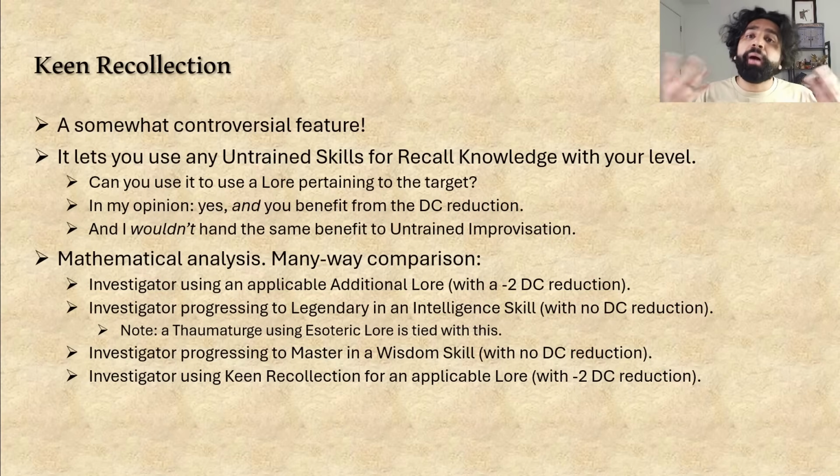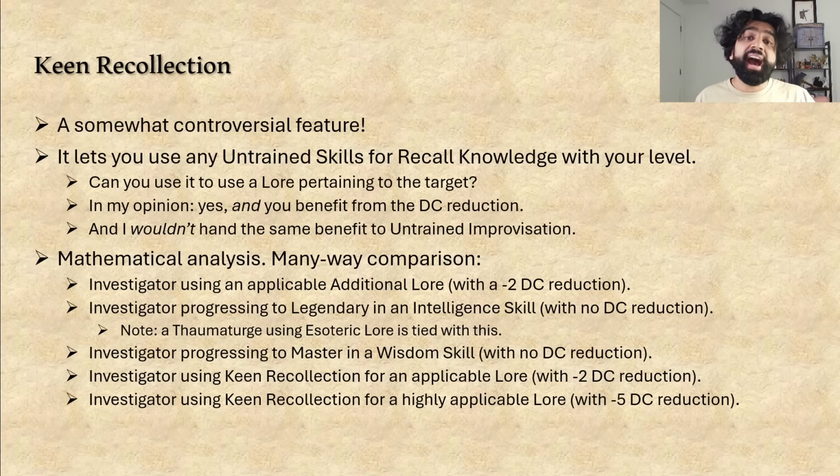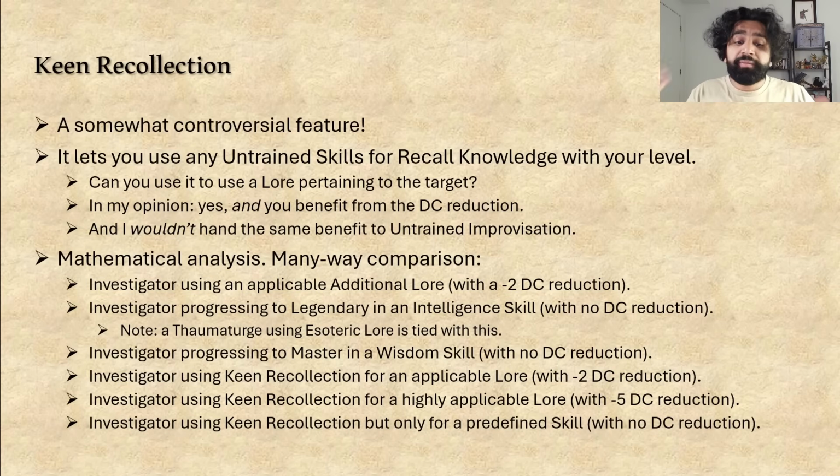You're fighting a bog dragon, you asked if you could use dragon lore, and your GM said yes. The second case will be a highly applicable lore. You're fighting a dragon that had black scales, and you asked your GM, I want to use bog dragon lore, and the GM said yes, that's a highly applicable lore. You get a -5 to the DC. And finally, an investigator who is not allowed to use lores at all. No DC reduction, you are only using a predefined skill, like nature or arcana or something of the sort.